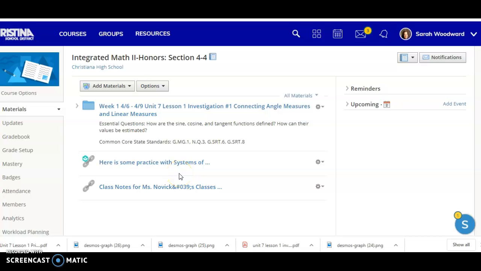And then we have some practice. Here's some practice I posted. That's old material. I'm probably going to get rid of that. So here you can see week 1, 4-6 through 4-9. We have 9 weeks of instruction planned for you guys on what you are going to be learning.